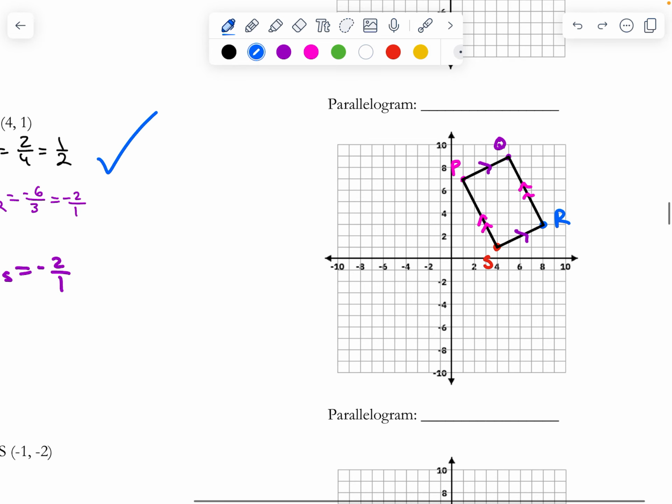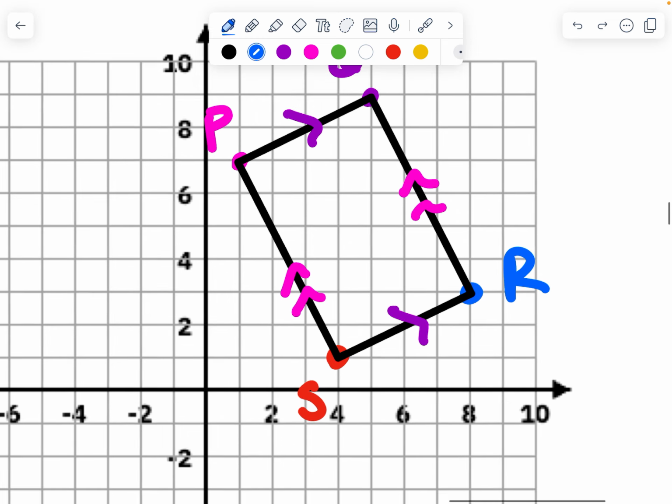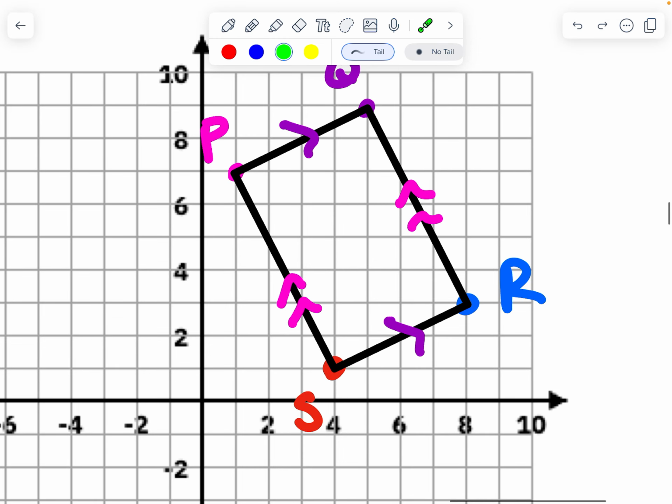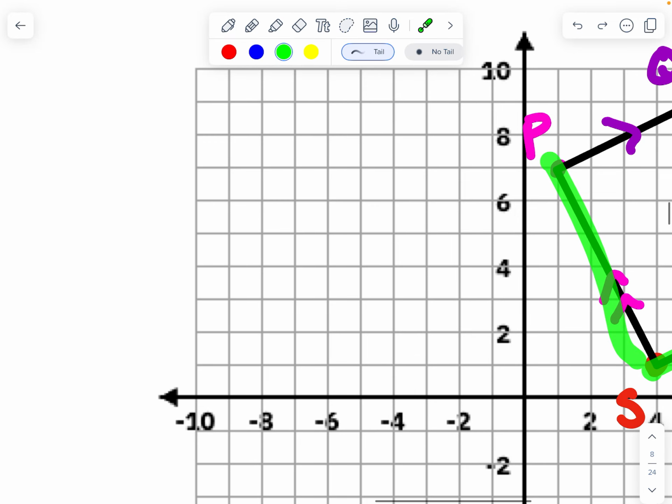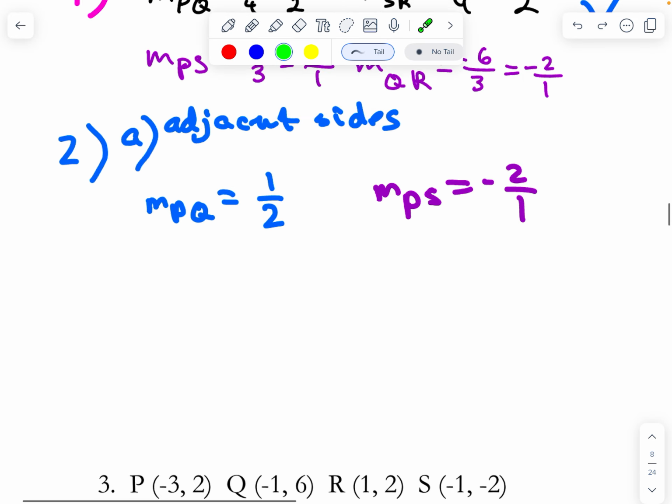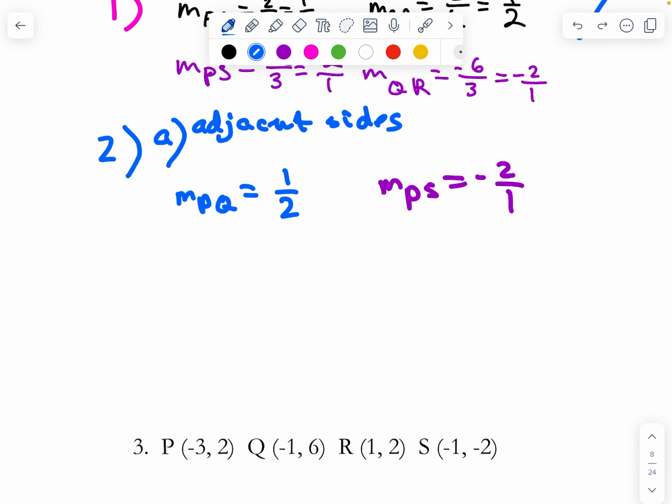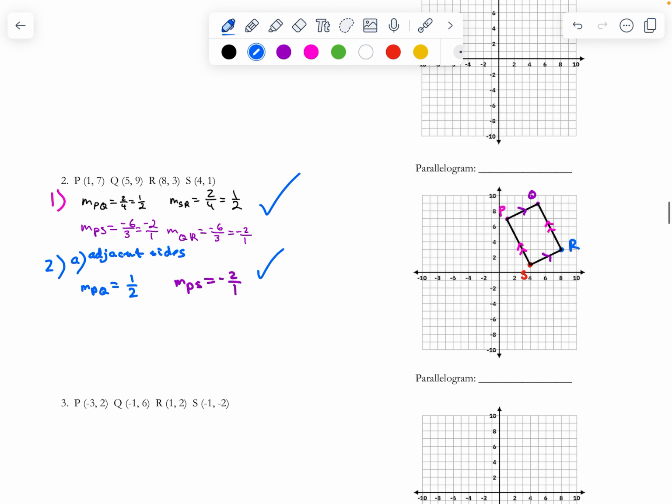Here you only have to check one, right? We have established that opposite sides are parallel. So if we were to check these, it's going to give us the exact same thing. This corner here, between PQ and QR, same thing, and the same thing here. You only have to check one pair of adjacent sides. All right, so step 2 told us that these are true. So for sure, we're now up to this is going to be a rectangle.